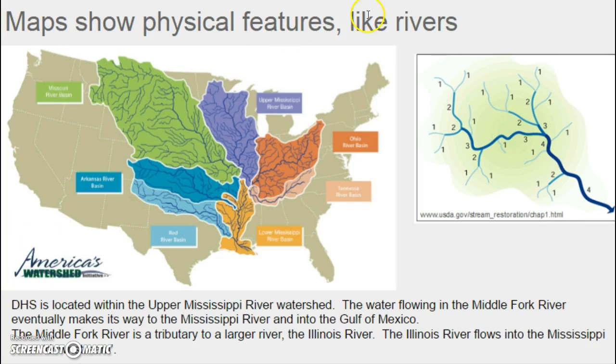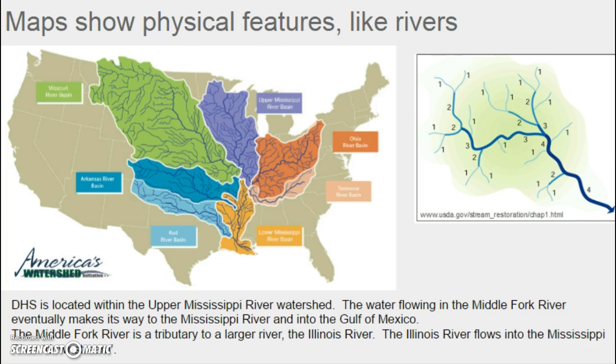Maps show physical features, like rivers. DHS is located within the upper Mississippi River watershed. The water flowing into the Middle Fork River eventually makes its way to the Mississippi River and into the Gulf of Mexico. The Mississippi River is a tributary to a larger river, right, the Illinois River. And the Illinois River is what flows into the Mississippi River downstream. We're going to call this stream order: the Middle Fork River is simply a smaller river and it's going to have a small number associated with it.